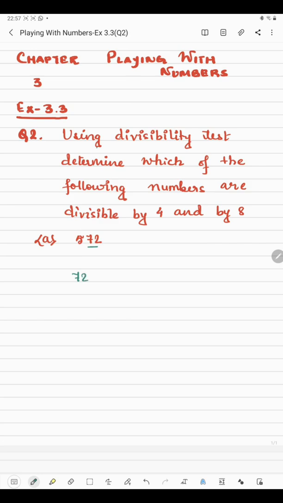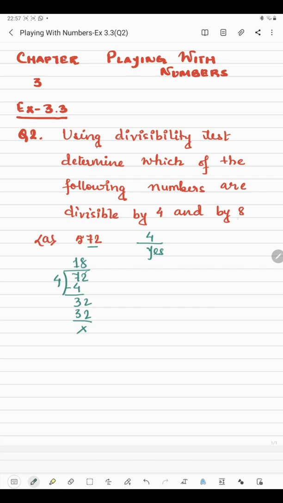Now here if we divide 72 by 4, then 4 ones are 4, 7 minus 4 is 3. Now 2 will come down, so 4 8s are 32. So we have got 0 as remainder. That means we can say that it is divisible by 4, right? So we'll write yes.